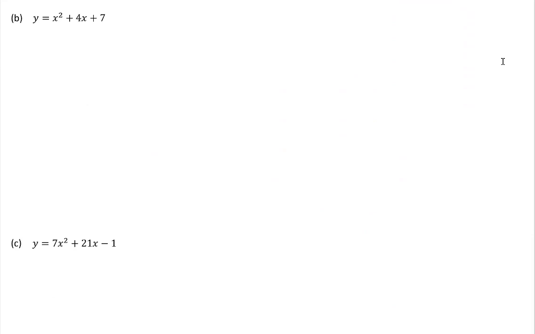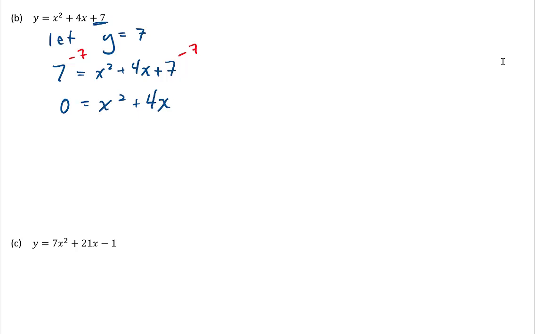So let's go through the symmetry method once again. First step is to let y equal the c value, which is the y-intercept. So that is 7. So we have 7 equals x squared plus 4x plus 7. We're going to minus 7 from both sides because we want to get an equivalent expression in terms of 0, because we know how to solve for zeros.